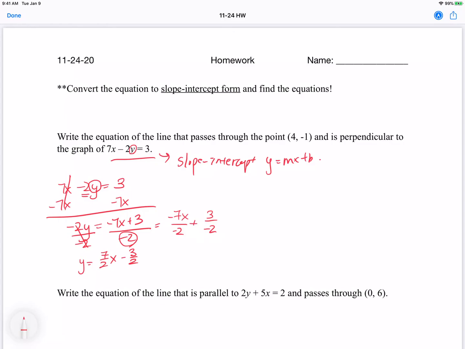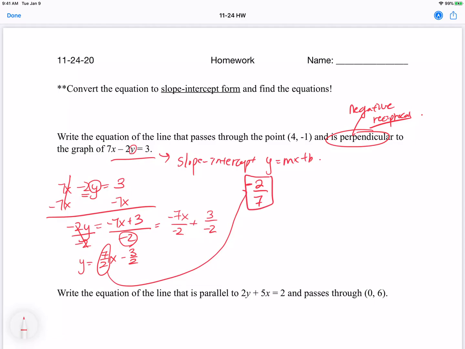Okay? Now, if we're looking for perpendicular lines, that means it's going to be the negative reciprocal. So if it's a negative reciprocal slope of this, I need to flip this around. I'm going to get 2 over 7, and then put a negative sign in front of it, which gets you negative 2 over 7. So y is equal to negative 2 over 7x plus b. This is what we're going to be dealing with.